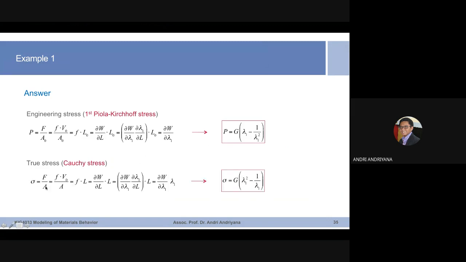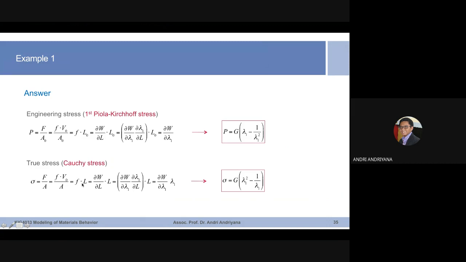It's the same thing. It's very simple. The only difference is that we replace the initial cross section with the current cross section, which we can call A. So we do exactly the same thing. F over A, again, F over V0 over A, or you can also replace it by V to make things easier, V over A, because V0 equals V. And then V over A is simply the specimen length. So it becomes F times small f times L here.